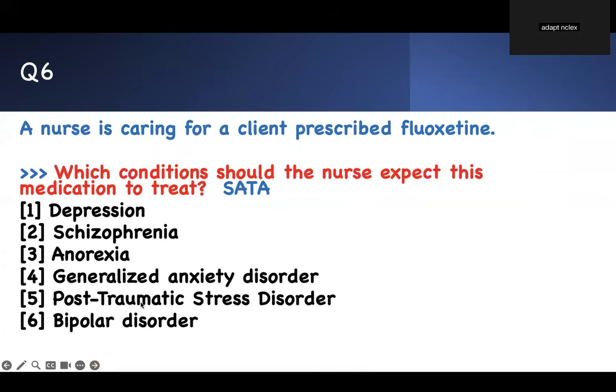Which condition should the nurse expect this medication to treat? Select all that apply. SATA means there's more than one answer choice. For this new generation NCLEX, when they give you SATA, I want you to sit down and tell yourself, I'm not picking anything unless I'm 101%, 110%, 120% sure. That means you have to be 100% sure that what I'm picking is right. There is no guessing game because there are 6 answer choices. If you guess, you get 0.